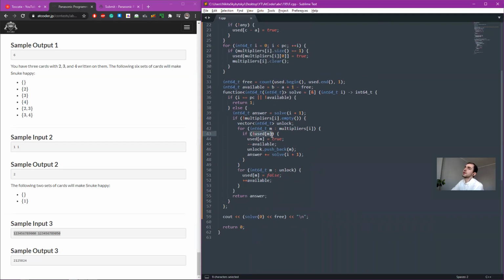So we're going to lock everything up to and including the elements that we take first. And we're not going to take anything else. We're just going to ask how many ways you have to finish this thing. Right.